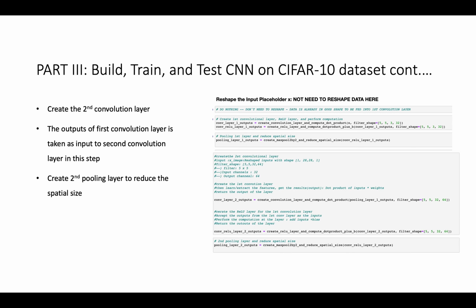The next step is to create the second convolutional layer. As we all know about the working of a CNN model, the output of the first convolutional layer is taken as input to the second convolutional layer in this step. Here we are also creating a second max pooling layer to reduce the spatial size. So this is the code for the max pooling layer as well as the convolutional layer.